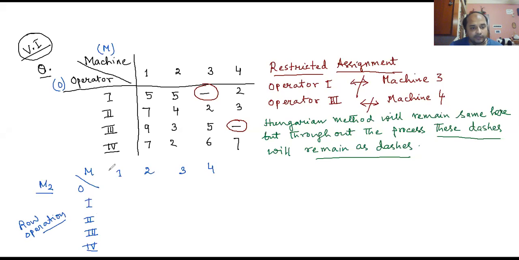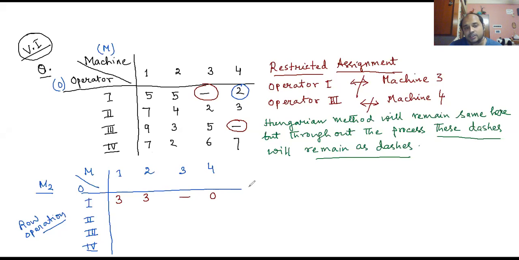Let us solve it. Now, in this particular row, which one is the minimum element? How many elements are there? 3 elements are there: 5, 5, dash, 2. Dash is not an element. So 2 is the minimum element, and I'm going to subtract 2 from every element, including itself. Since 5 is an element, I subtract 2 from 5, so I get 3. 5 minus 2 is 3. 2 minus 2 is 0. A dash is not an element at all, so it will remain dash.